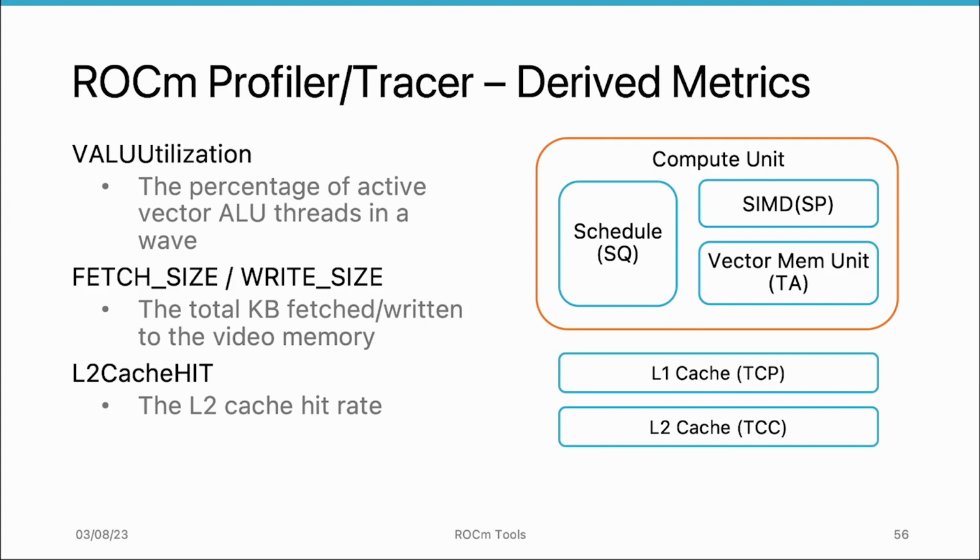The FETCH_SIZE and WRITE_SIZE metrics are the total kilobytes fetched from or written to the GPU DRAM. This is measured with all extra fetches and any cache or memory effects taken into account. When combined with the kernel execution time, this number can be used to estimate the DRAM bandwidth utilization. Finally, L2 cache hit is the percentage of fetch, write, atomic, and other instructions that hit the data in L2 cache.